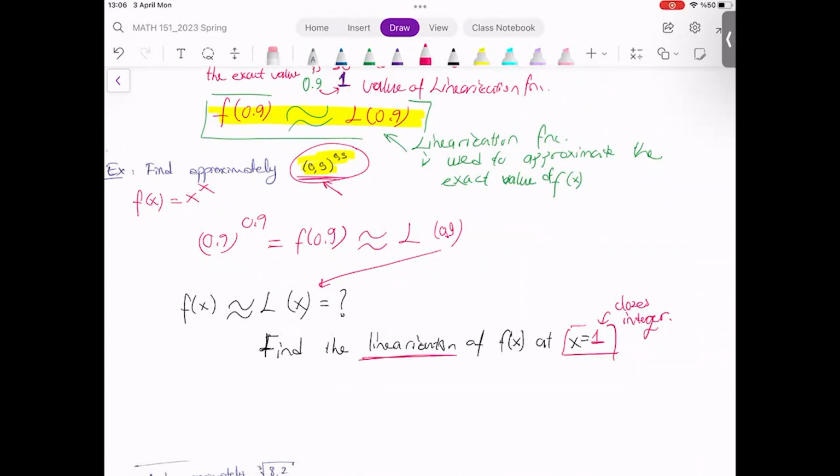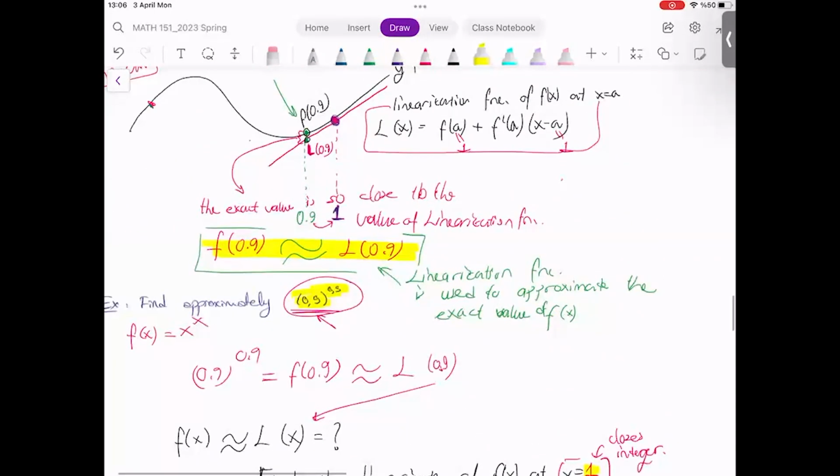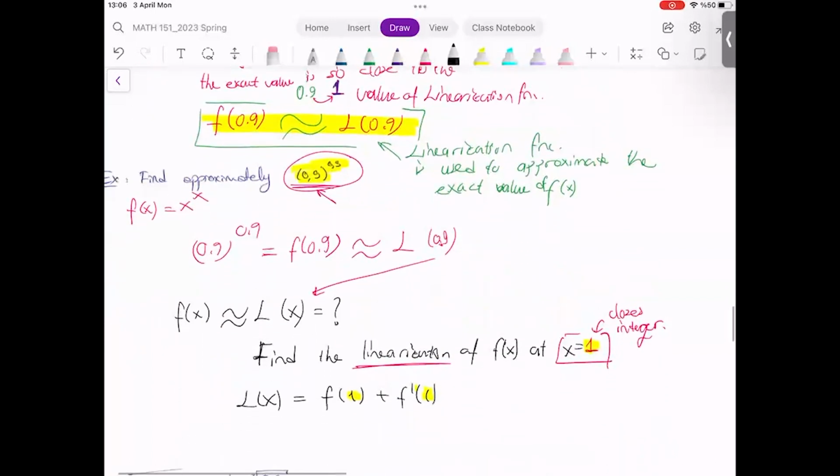So let's use this construction now. L of x is f of 1 plus f prime of 1. You see, I am using 1 everywhere now. A is chosen to be 1. f of a, f prime of a, x minus a. This is the way of creating it. x minus 1.